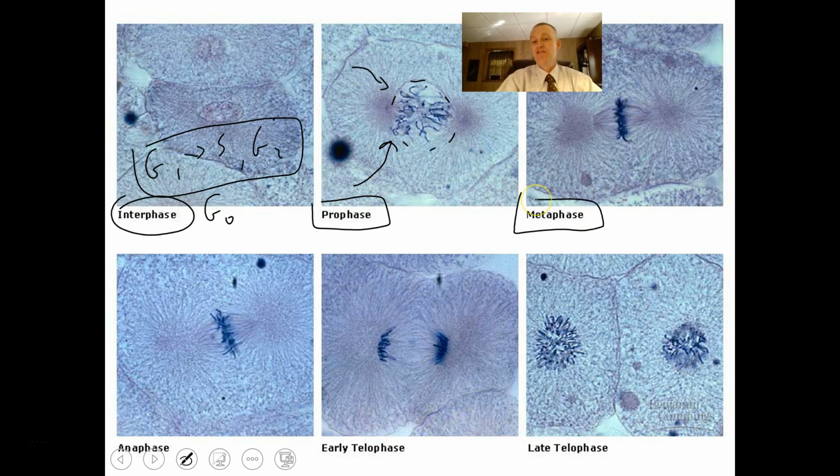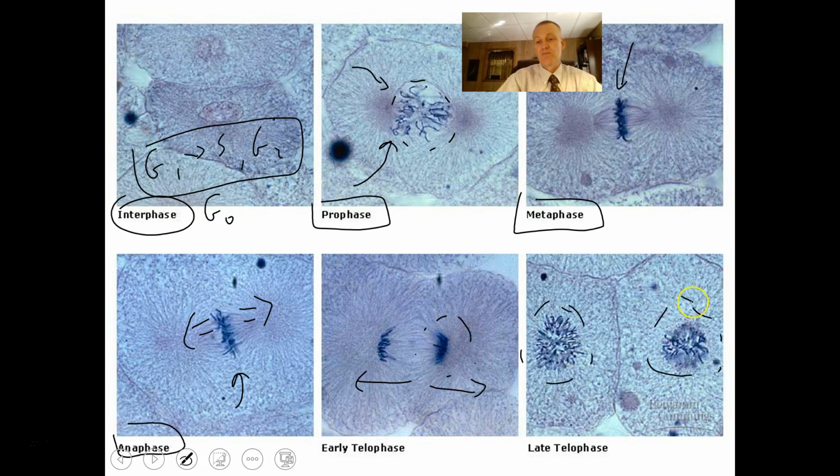In metaphase of mitosis, the chromosomes line up in the middle. In anaphase, the chromosomes begin to separate. Half the chromosomes go this way, half go this way, so that each cell gets a full complement of chromosomes. In telophase, you have the separation of the genetic material, and in late telophase, the nuclear membrane will begin to reform. Then the cells will either go into gap 0 or gap 1, depending upon if they're dividing or not. Those are the stages of cell division.